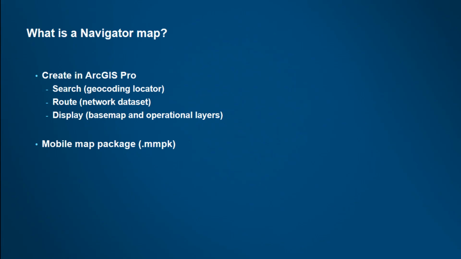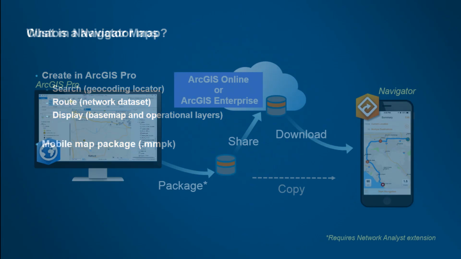The file format is a mobile map package. It's called an MMPK file extension. You can kind of think of it as a container for these three capabilities. Within Pro, you're going to run a geoprocessing tool called Create Mobile Map Package, and it simply packages up that data, that map, into this one file format. And then that workflow actually looks like this.